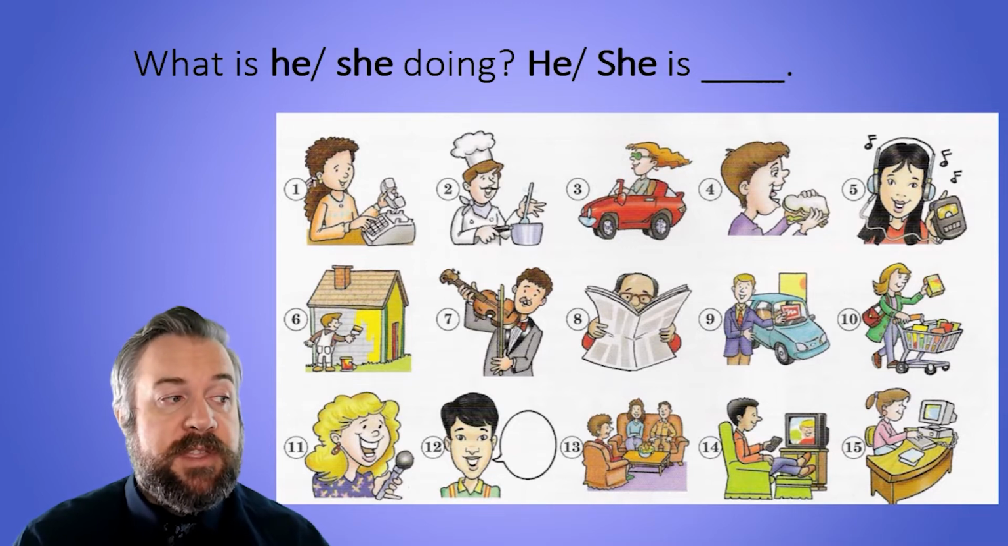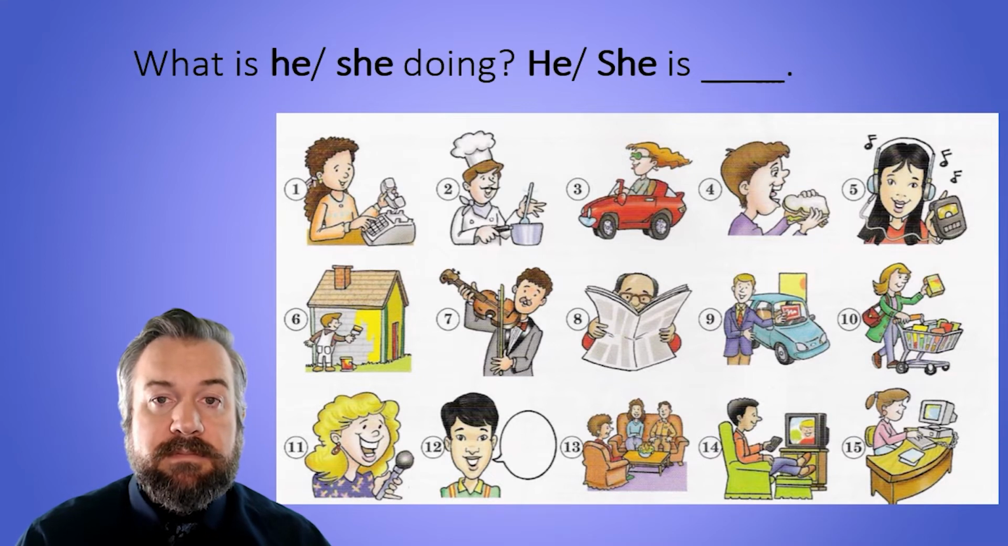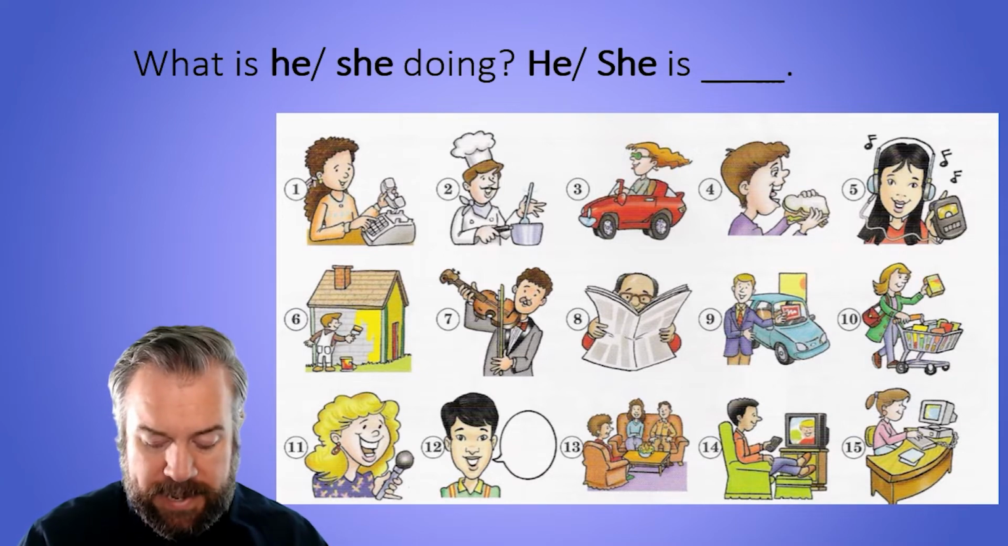He is watching the TV. And 15, she is working on the computer. She is working in her office. Very good. Let's move on to page 80.